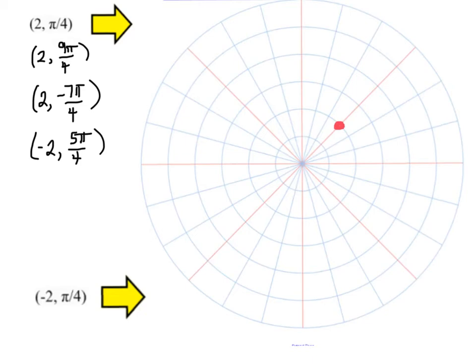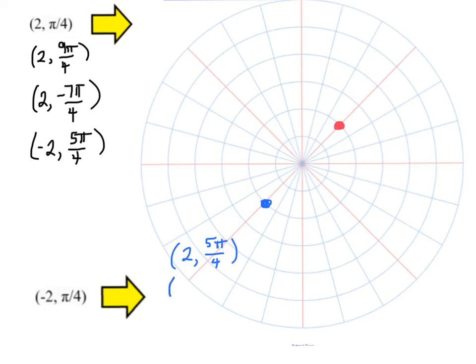This one is pi over 4 and negative 2. So again, pi over 4 is right here. Negative 2 maps back this way, so it would be right here. And again, we could do the same thing, finding other coordinates that go to that point. We could say, well, instead of negative 2, what if I said it was positive 2 and just 5 pi over 4? Right? So that way you go to 5 pi over 4, you'd come around here and just go out 2, go to the same spot.